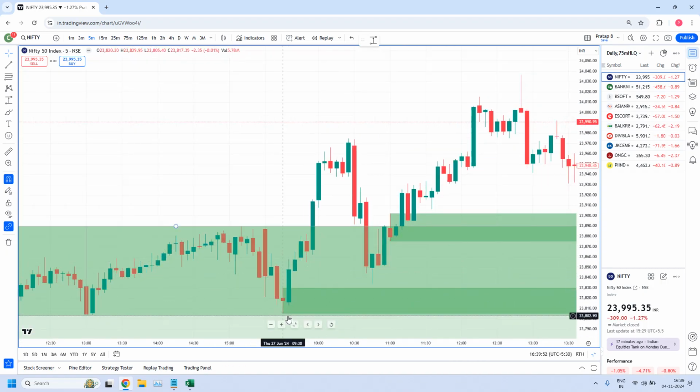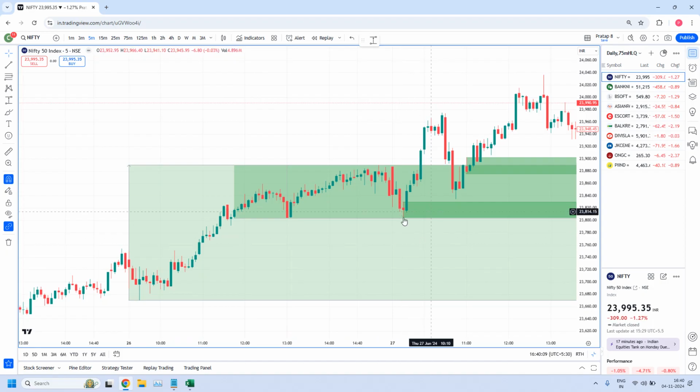Again here, drop, base, rally. Earlier, if you were not convinced by the 15-minute zone, see here also, price came very, very near to the zone and then sharply moved up. So this clue indicates we have an aggressive trade setup here. We can plan it, indicating that this is the area where probably we have strong order flow.